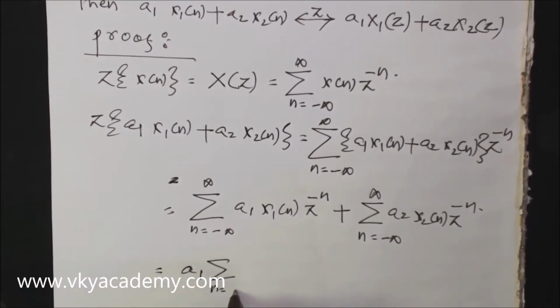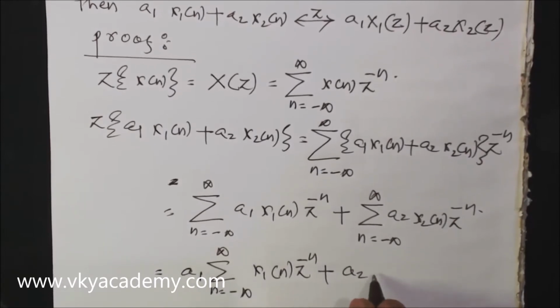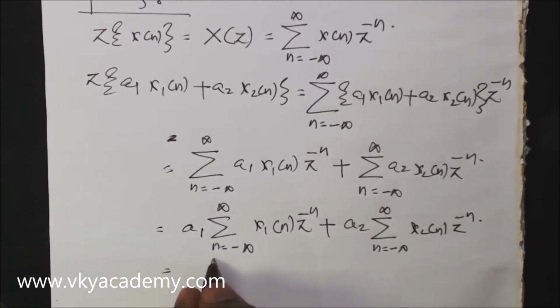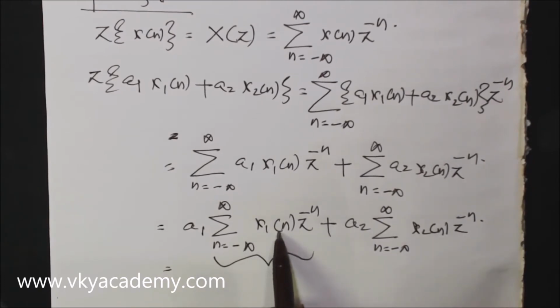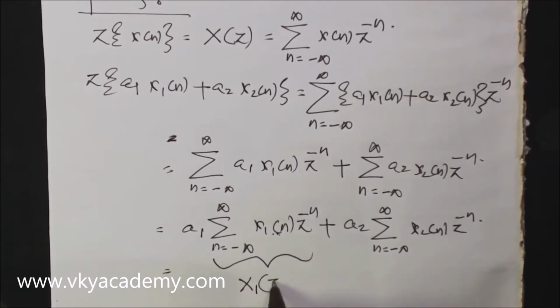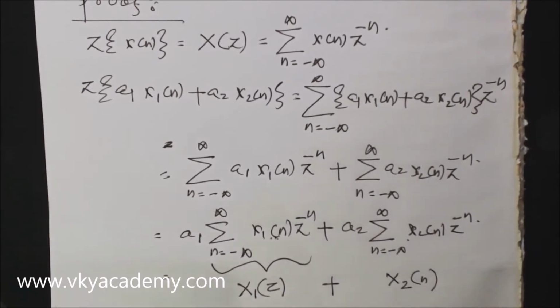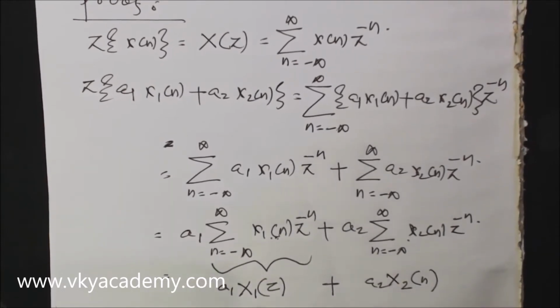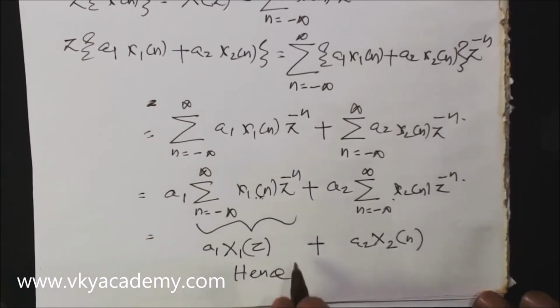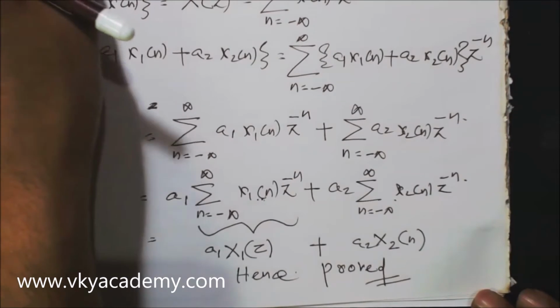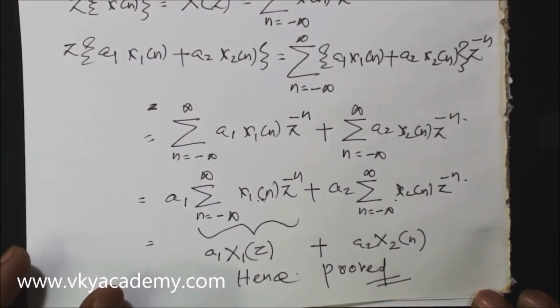So we get a1 summation n is equal to minus infinity to infinity x1(n) z to the power minus n plus a2 summation n is equal to minus infinity to infinity x2(n) z to the power minus n. Now x1(n) is a time domain function and its Z transform will always be equal to X1(z). x2(n) is a time domain function and its Z transform will be X2(z), along with the coefficients a1 and a2. Hence proved. So in this way we can prove the linearity property of Z transform.